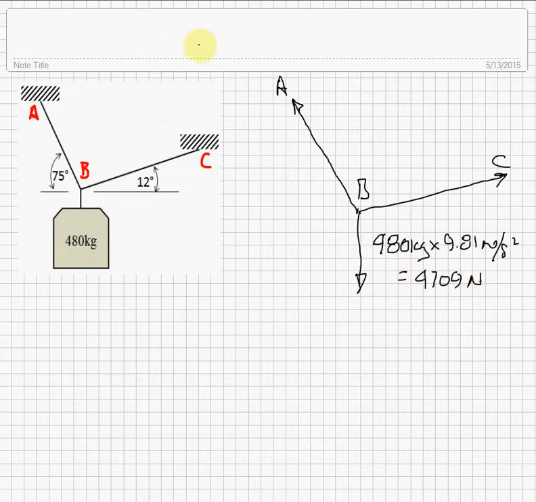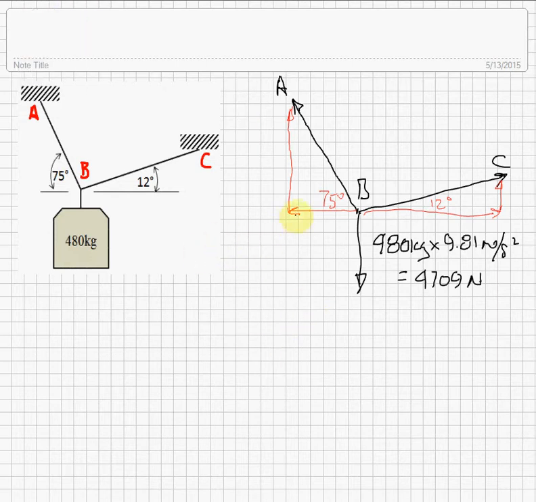Now the next thing we have to do for these problems is we have to resolve those into their components. And so what I need to do is I need to figure out the horizontal component and the vertical component of force AB, and I have to figure out the horizontal component and the vertical component of force BC. This is 75 degrees, this is 12 degrees. All right, so let's do that.